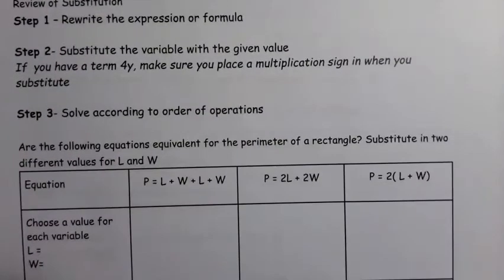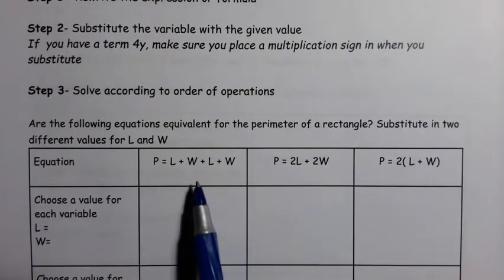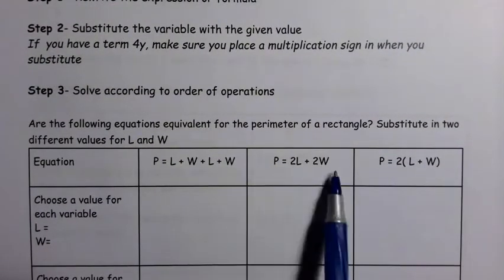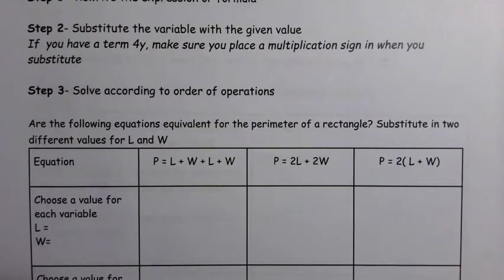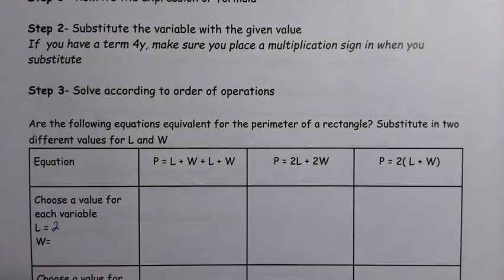So we have 3 different equations here, and we want to see if these equations are equivalent to each other. So it says choose a value for each variable. So let's say, let's use L is 2 and W is 3. I like to use nice easy numbers. Why make our life harder?